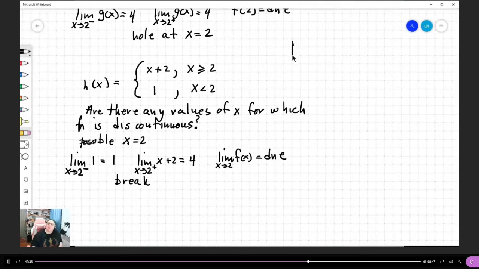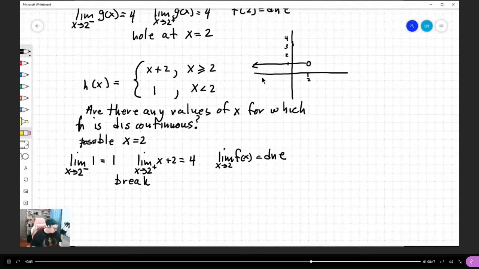If I was to do just a quick sketch, for values less than 2, let's put 2 in here. Here's 2. For values less than 2, the function's equal to 1. Actually, I need to go all the way up to 4, don't I? For values less than 2, the function's equal to 1. For values greater than 2, the function's equal to x plus 2. That would put the function at 2 up here at 4. That's filled in because it's equal. And I'm just going to do that because it's a positive slope. The fact that the limit goes to 2 different values, one on the left and one on the right, is an indication that you have a break in the function.